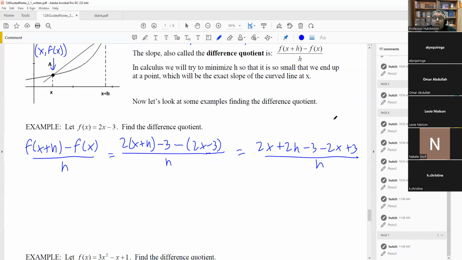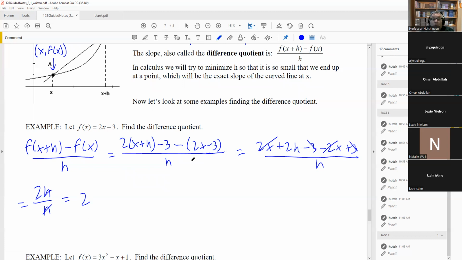And now I want to simplify what I have. I have like terms that I'm going to be able to simplify. So the 2x and the negative 2x cancel out. I have the negative 3 and the 3. Those are going to cancel out. So what I end up with here is 2h over h, which is equal to 2, because we can cancel out the h's. So the difference quotient I found here was 2.